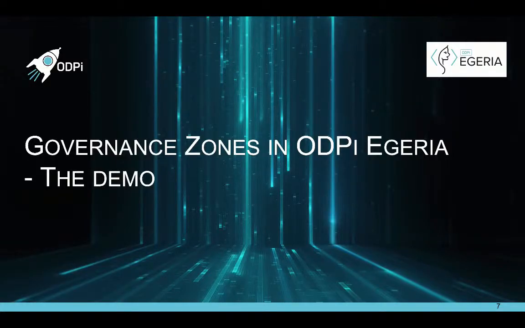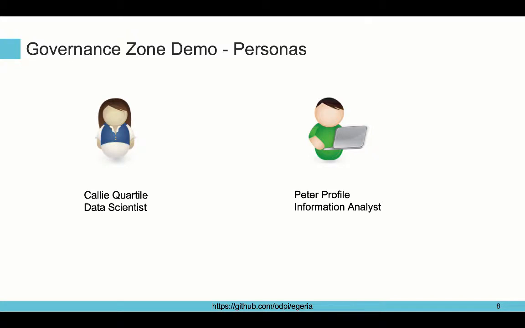So now I'm going to go into a demo to show you some of these features operating in ODPi Egeria. I'm going to use two characters from the Cocoa Pharmaceuticals scenarios. The first is Callie Cortal. She's a data scientist. She's working on a clinical trial and is waiting for data to come in as part of the interactions with the various hospitals that they're working on. Peter Profile, he's an information analyst and he's responsible for the onboarding of data from third parties.